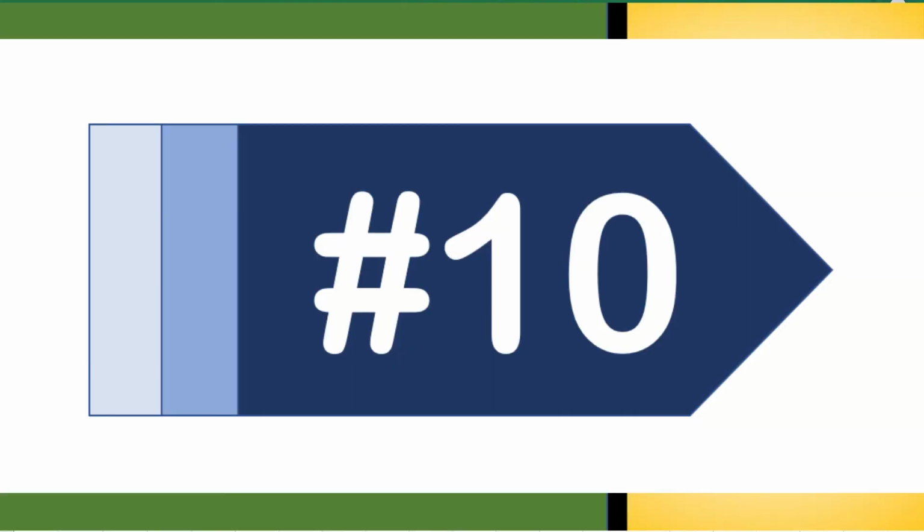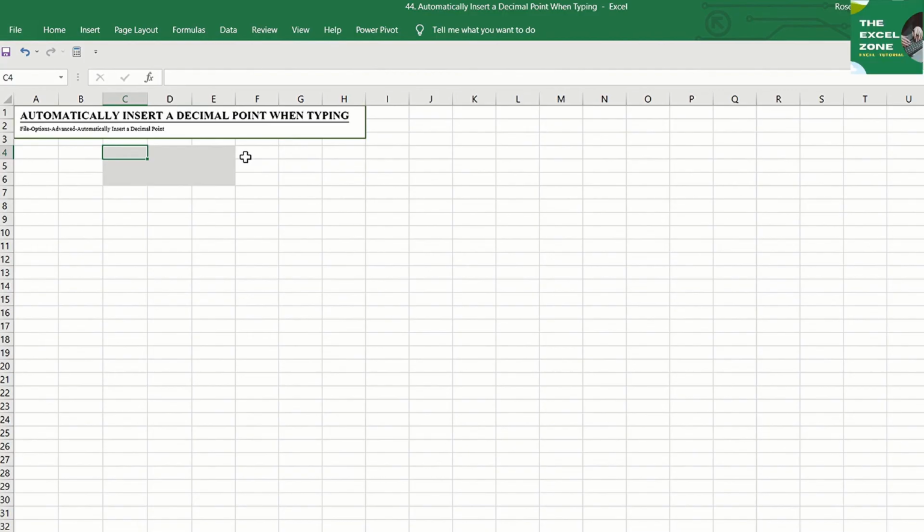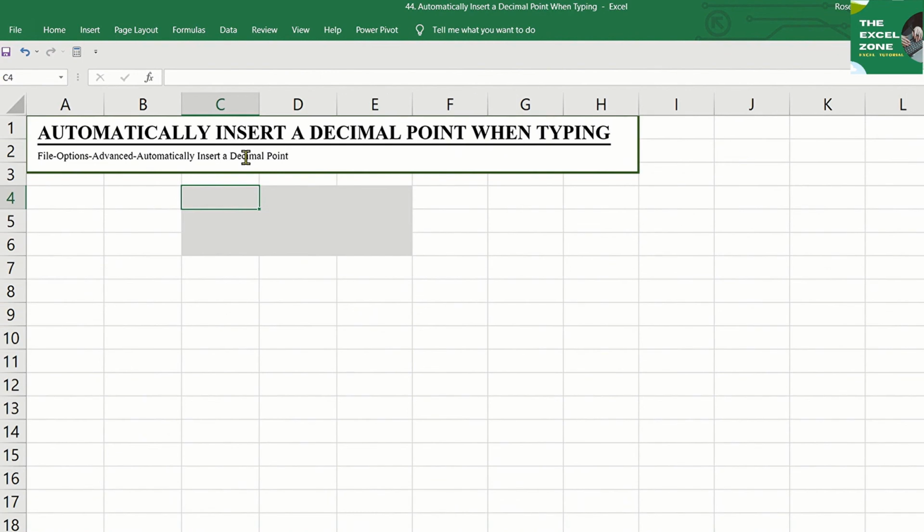Automatically insert a decimal point when typing. When manually entering data or numbers with decimal point, you can make the data entry faster by letting Excel insert the decimal point for you, so you won't have to do it over and over again. This video will present a super time-saving Excel trick.